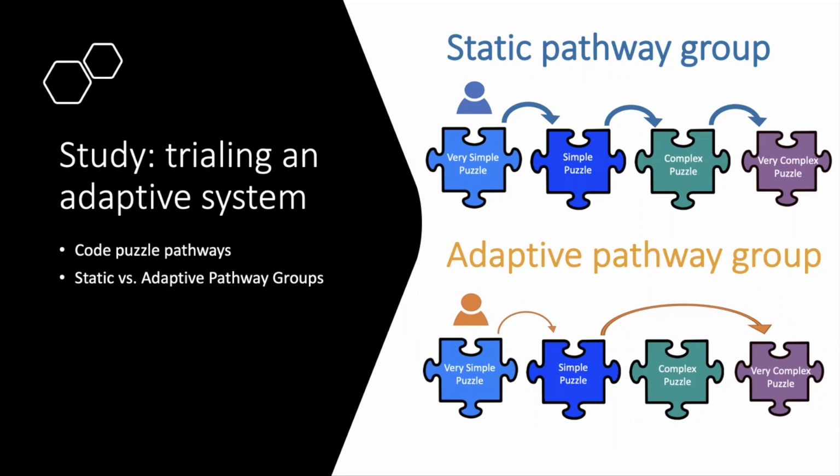The participants were divided into 2 groups. The static pathway group received puzzles arranged in the order of what we believe to be the easiest to most challenging, and the adaptive pathway group was dynamically given puzzles based on predicted cognitive load.